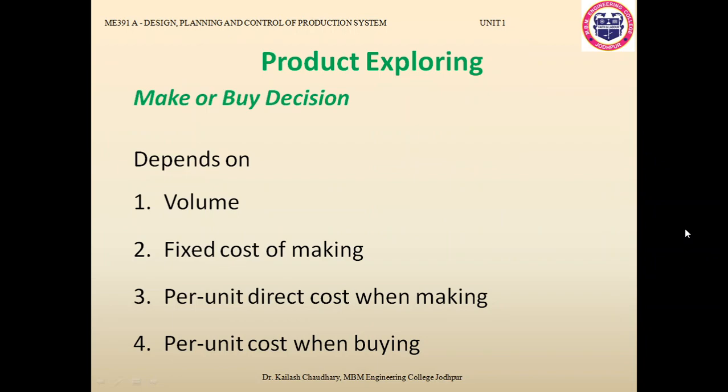Next comes product exploring. We need to decide whether we need to make or buy a product. So the decision on making or buying a product depends on the volume, how much volume we need to have in our industry, fixed cost of making per unit, direct cost when making, and per unit cost when buying. So fixed cost plus making cost, buying cost, and the volume, meaning how many products we need to produce by the end of the year, decides our decision on whether we need to make a product or buy a product.